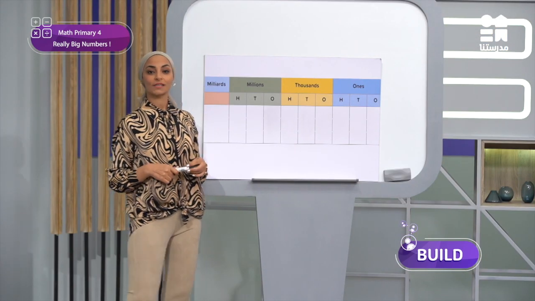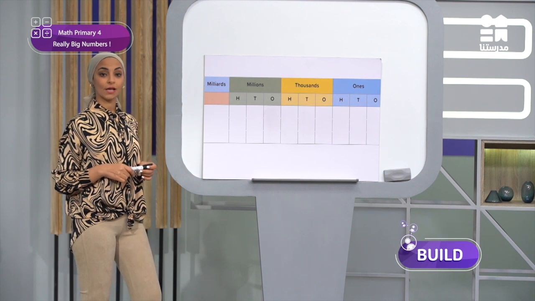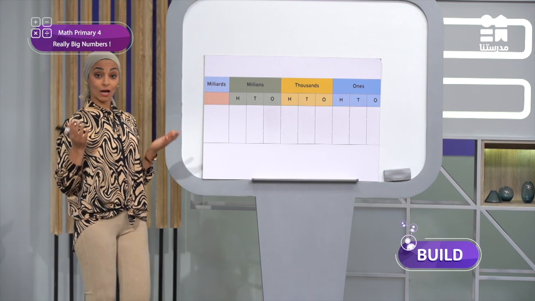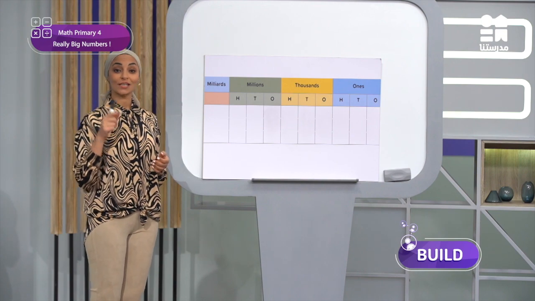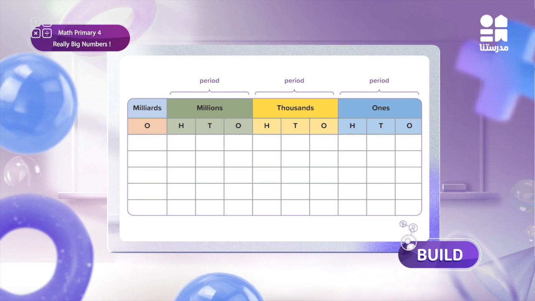Okay, what is written in the label of each place in the place value chart? I'll be reading out loud and you need to repeat after me, okay? I will say it and you repeat it after me with a very loud voice. Okay, let's start. Yalla, let's start all together.